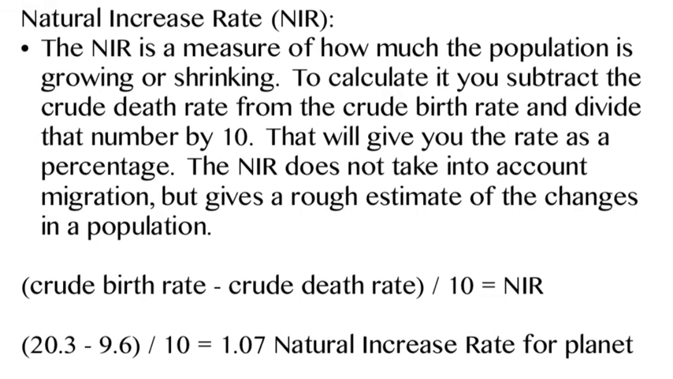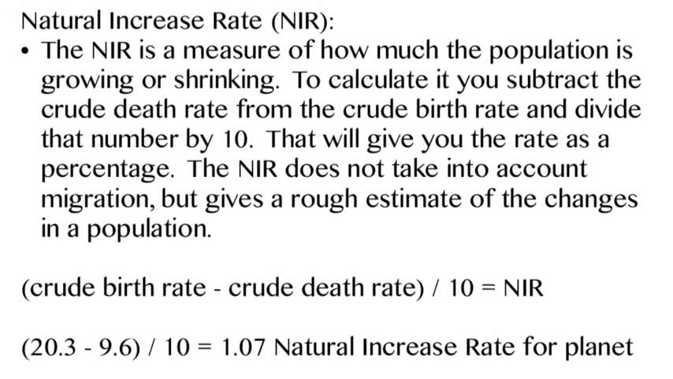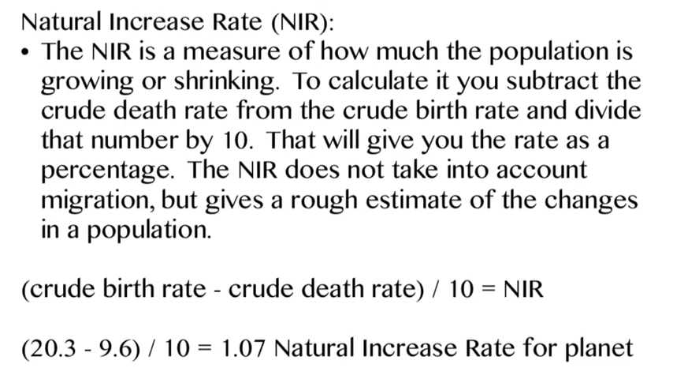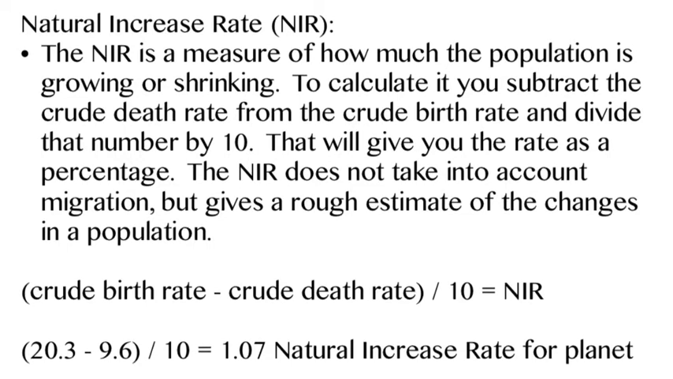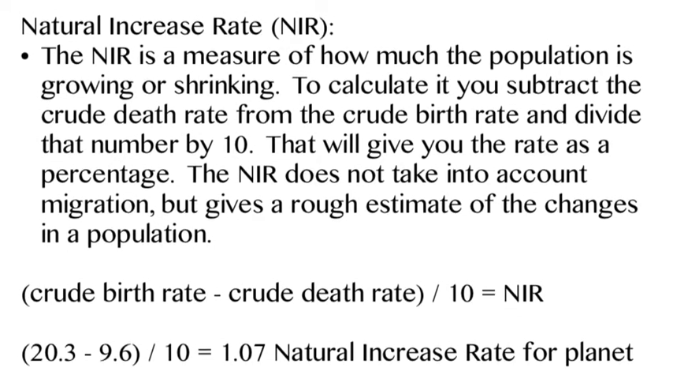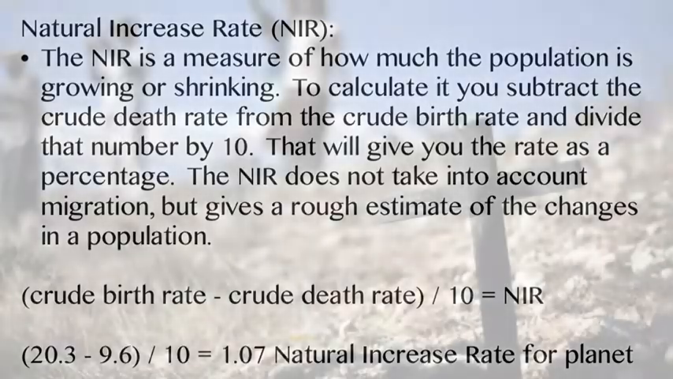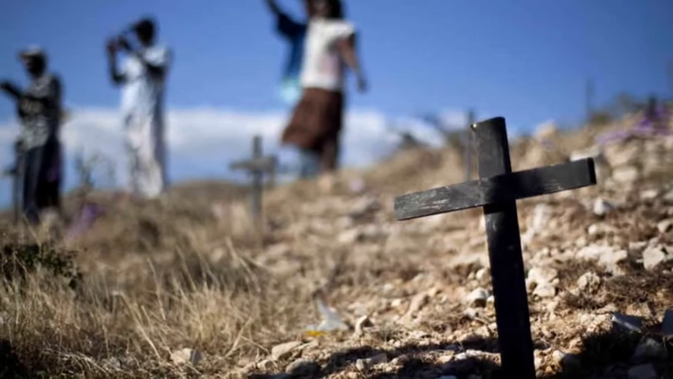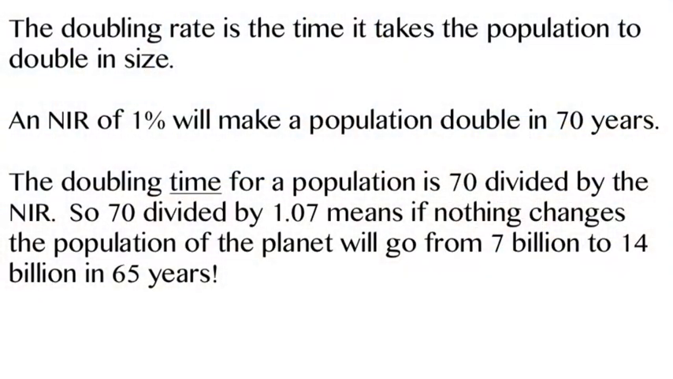So once we've calculated crude birth rate and crude death rate, we put them into an equation that gives us our natural increase rate. And that's how much the population is growing or shrinking. And all you do is subtract the crude death rate from the crude birth rate, and then you divide whatever that answer is by 10, and that will give you a percentage. That'll give you a percentage for the growth rate of the planet, or how much the rate is dropping on the planet, depending on deaths and births.